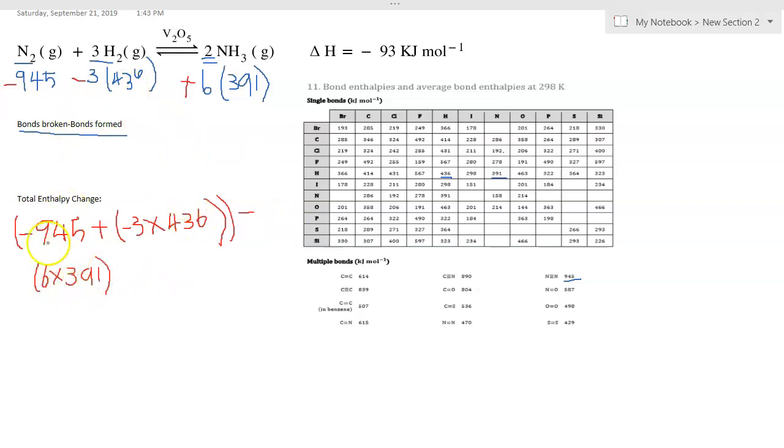And if you do the calculations, your final answer will be negative 93, which is also what you can see here. And do not forget your units, kilojoules. So there you have it, that's your answer.